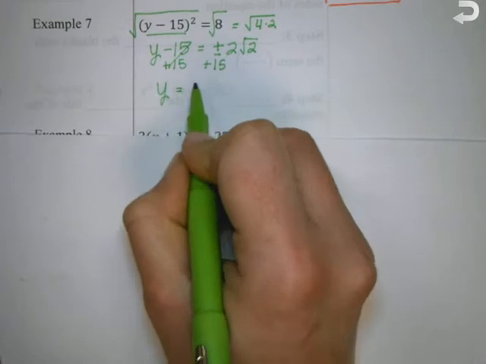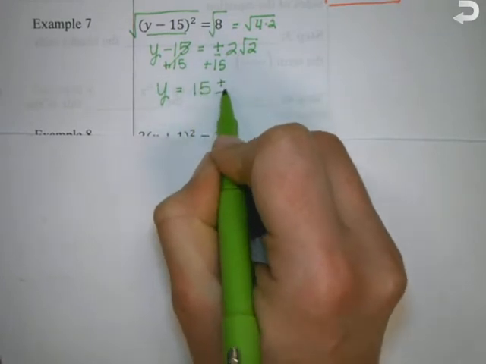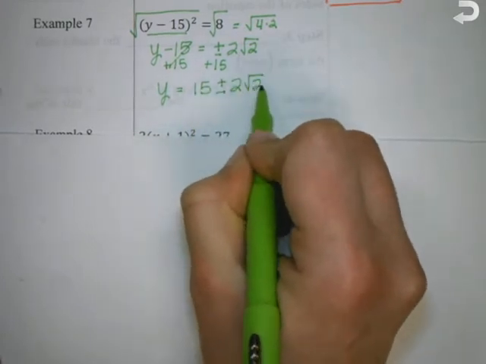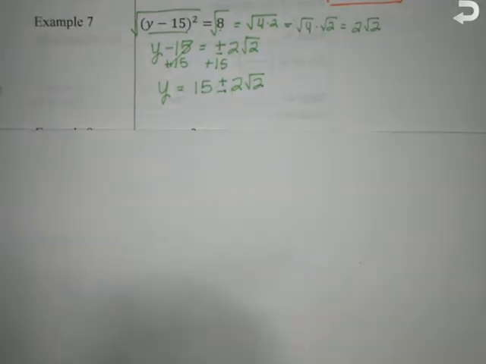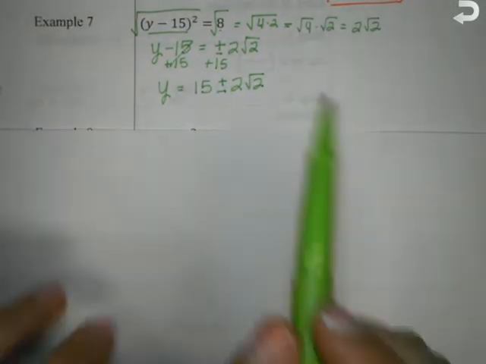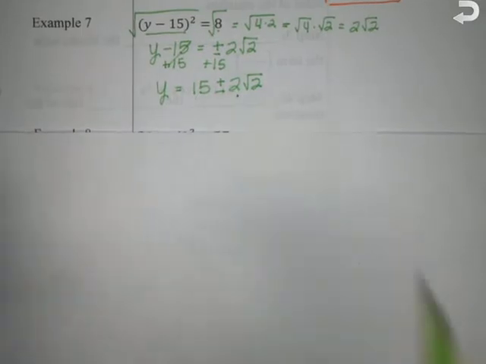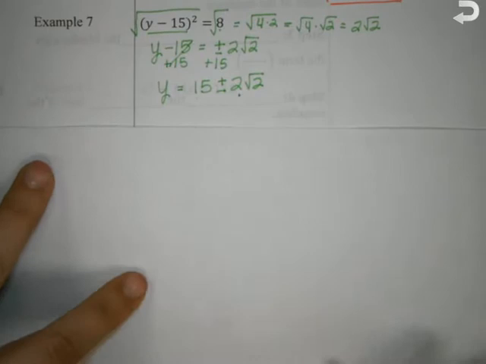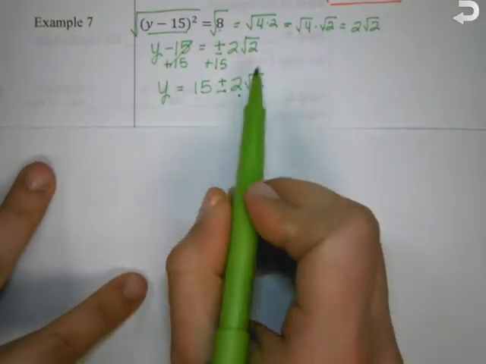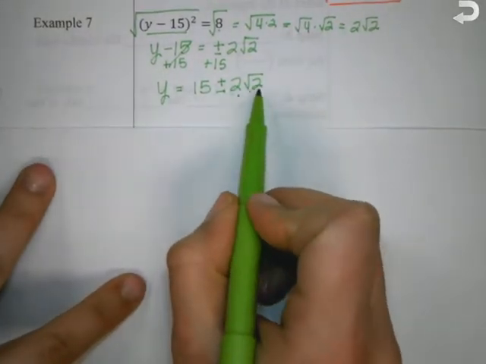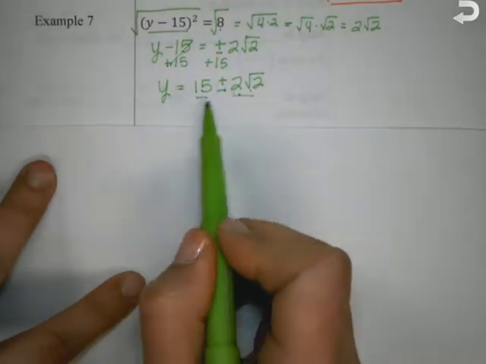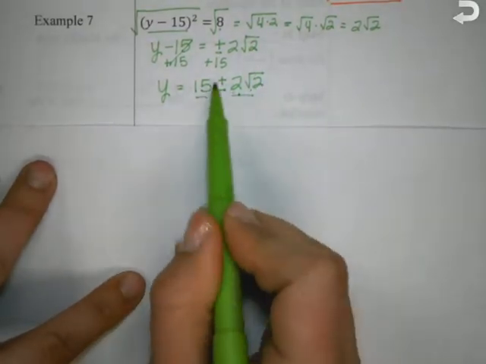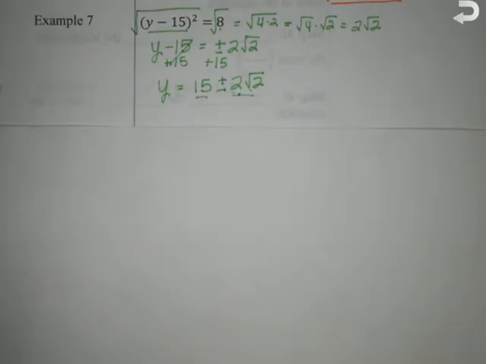Oh, wait, why wouldn't you add the 2? Okay, well, hold on. Why did I not add 15 and 2? Can somebody explain it to me? Julia? The 2 is attached to the square root. This is 2 times the square root of 2. So these are not like terms. This is an integer, and this is what? This is a root. Integers and roots are not like terms. So we just leave our answer as 15 plus or minus 2 root 2.